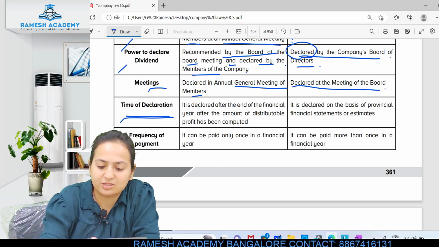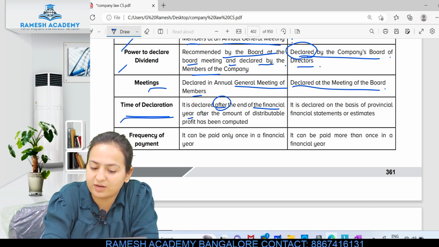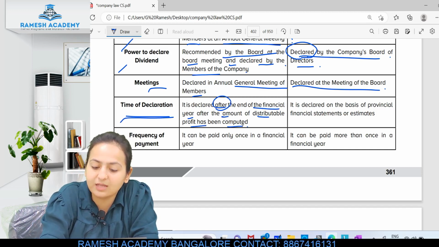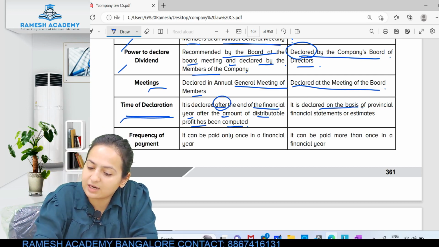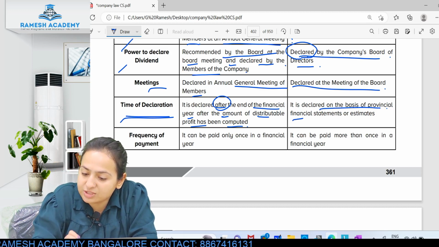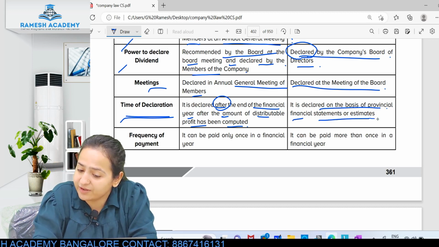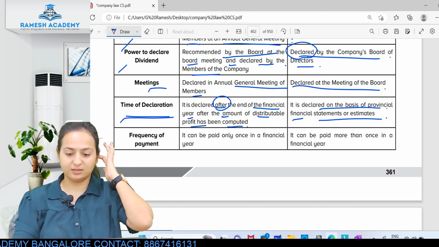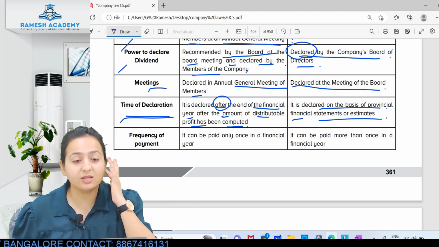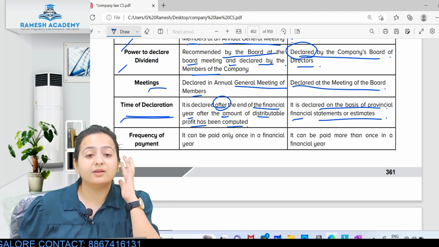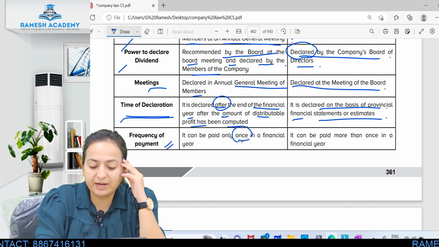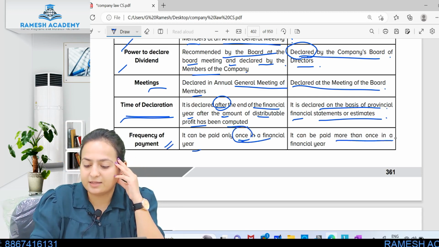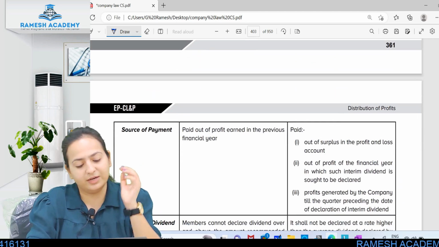Meeting: final dividend is declared in the AGM of the members; interim dividend is declared at the meeting of the board. Time of declaration: final dividend is declared after the end of the financial year, after the distributable profit amount has been computed. Interim dividend is declared on the basis of provisional financial statements or the estimate. So on the basis of estimates, you will declare your interim dividend. Frequency of payment: final dividend is paid once a financial year. Interim dividend can be paid more than once in a financial year.